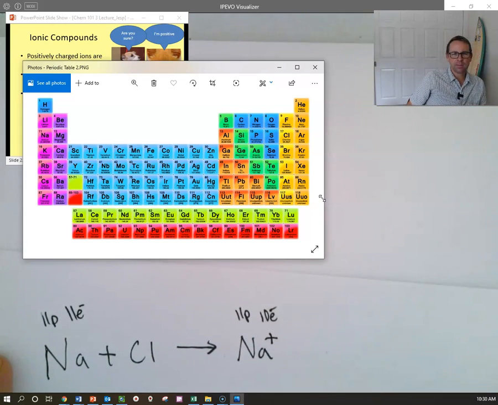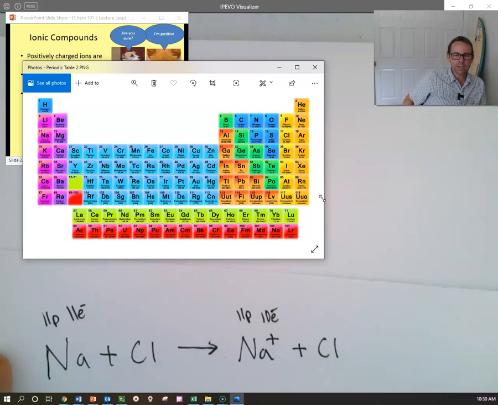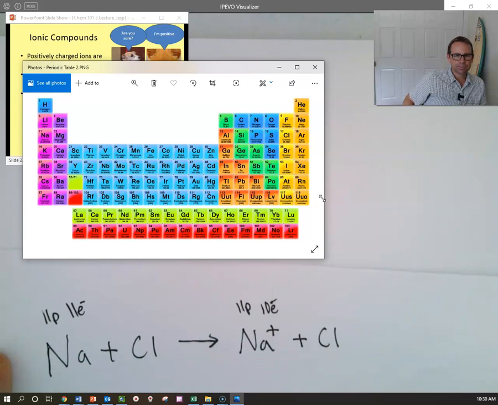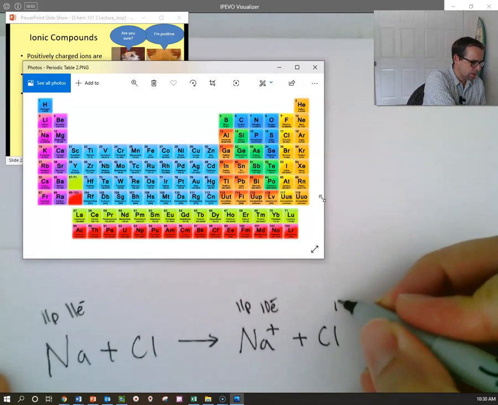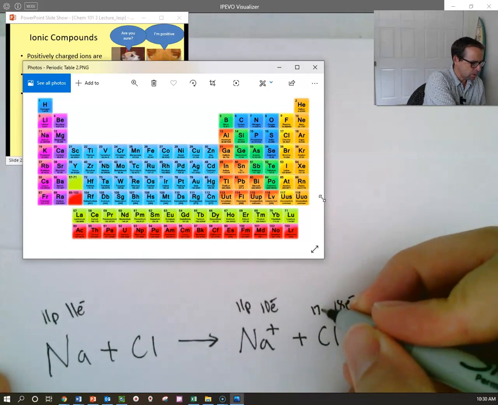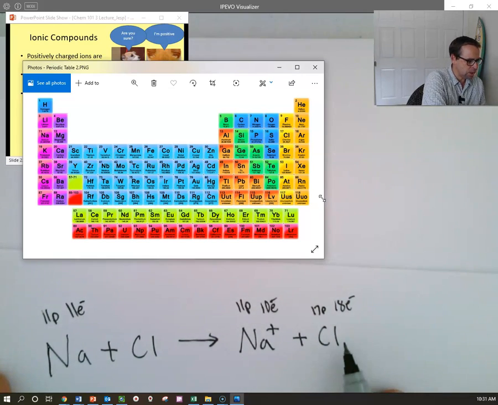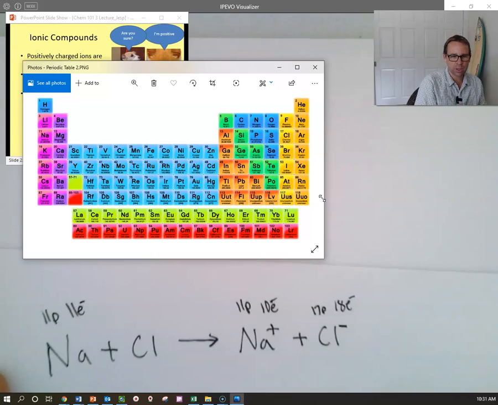And so we write that there. There's an extra positive charge. So what is that going to make chlorine if chlorine takes the electron? It's going to have 18 electrons. How many protons is it going to have? 17 protons. And so the result is not a positive charge, but what? A negative charge because it gained an electron.